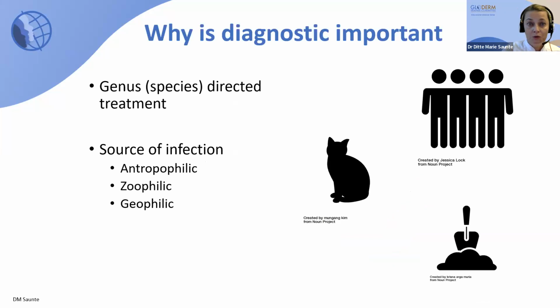Then why is it important to perform diagnostics? It is important because often when we do treatment, it is directed at the genus and species. So we choose the treatment according to which dermatophyte is isolated, and we also use the information to see if the dermatophyte is anthropophilic, meaning it is transferred between humans, or zoophilic, where it is transferred from an animal host, like for instance a cat. A cat is often a host of Microsporum canis, and from there it can be transferred to a person. So if you have a person with a Microsporum canis infection, then you should look for the cat as the source of infection. And then we have the geophilic dermatophytes, which are sometimes transferred from the soil to a human.